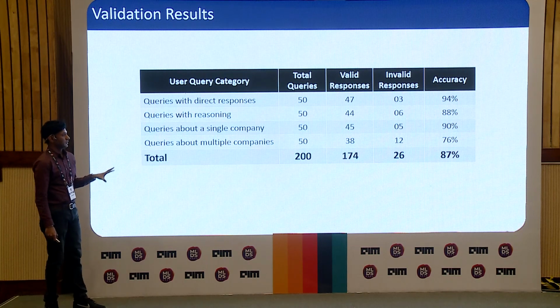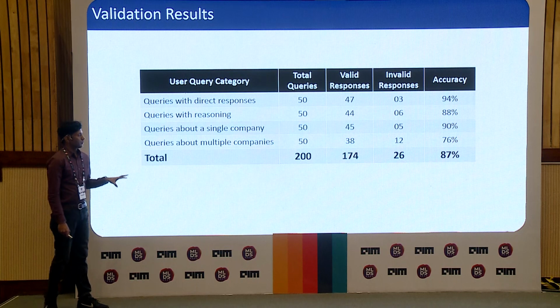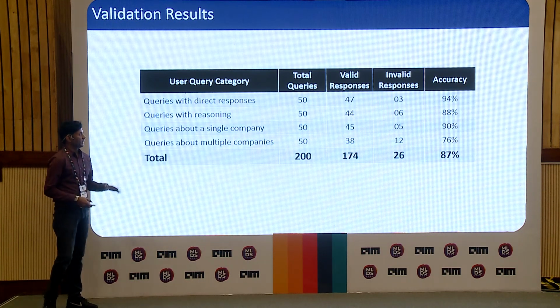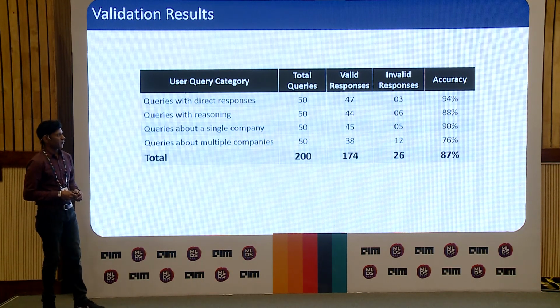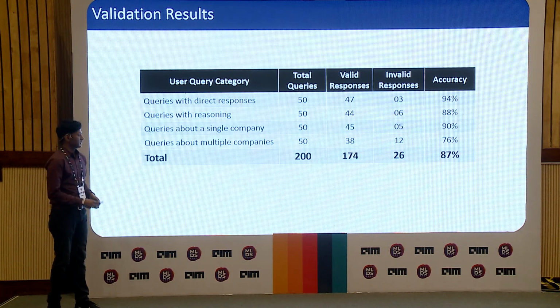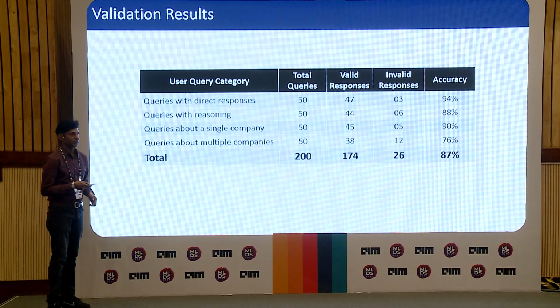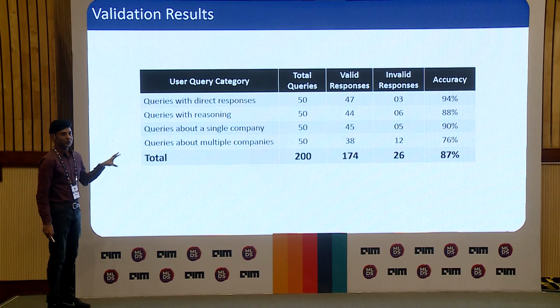These are the results that we have. We created a data set of 200 queries and we used them to evaluate the performance of our system. We categorized into 4 different categories, and this is how our system is performing in each of these categories. If you see, the overall performance of the system is 87% in terms of the overall accuracy. We are now focusing on how can we improve the responses to the queries that were asked on the multiple companies.